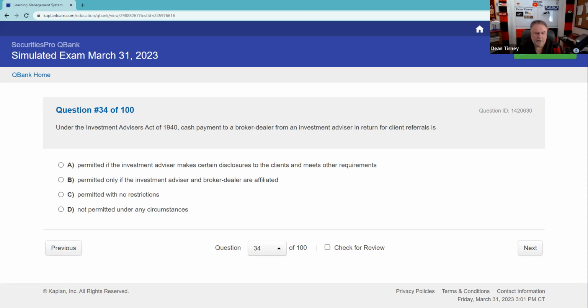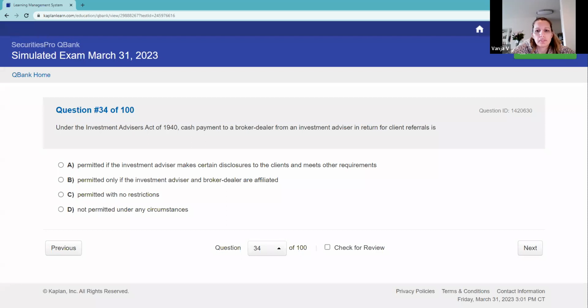All right. So our next one, under the Investment Advisers Act of 1940, a cash payment to a broker dealer from an investment advisor in return for client referrals is: A, permitted if the investment advisor makes certain disclosure to the client that meets other requirements; B, permitted only if the investment advisor and broker dealer are affiliated; C, permitted with no restriction; D, not permitted under any circumstances. To a broker dealer, but this is a referral, so it's not.